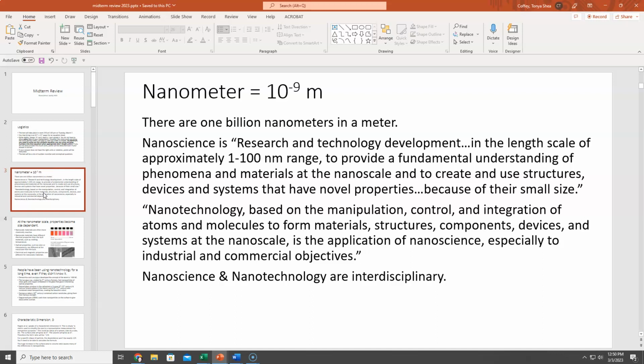Nanotechnology is based on the manipulation, control, and integration of atoms and molecules to form materials, structures, components, devices, and systems at the nanoscale, and it is the application of nanoscience, especially to industrial and commercial objectives. It's important to understand that you can come at the discipline of nanoscience and nanotechnology from a number of different science backgrounds, and it's a very interdisciplinary field.